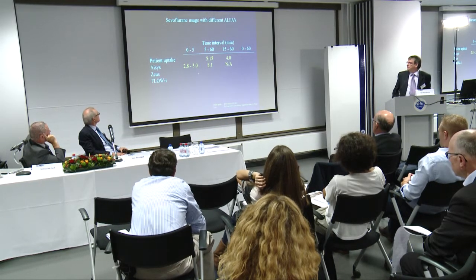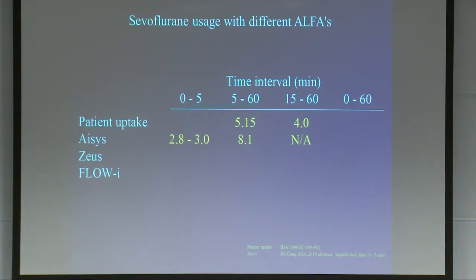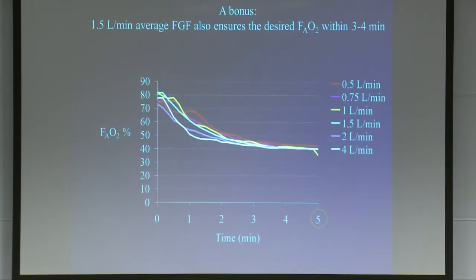So the Aisys uses 2 to 3 milliliters the first 5 minutes and 8.1 milliliters during the next 55 minutes. The references can be found in the right lower corner. Now, a bonus you get by the fact that the Aisys is using the 1.5 liter per minute during the first 5 minutes is that you actually, regardless of your fresh gas flow selection, will rapidly go to your target oxygen concentration.